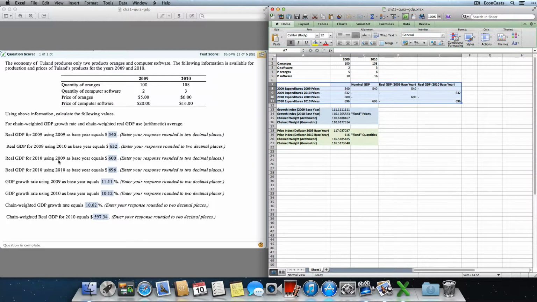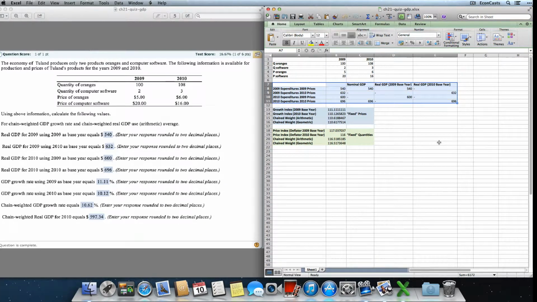Real GDP for 2010 using 2009 as the base year means we're going to use the 2010 production and the 2009 prices. So with 2009 as our base year, our 2010 real GDP is 600. And finally, real GDP for 2010 using 2010 as the base year is, again, 696. So here, if either this first question or the fourth question had asked us for nominal GDP, we would have gotten the same answer. Now we have to figure out what our GDP growth rate is using 2009 as the base year.